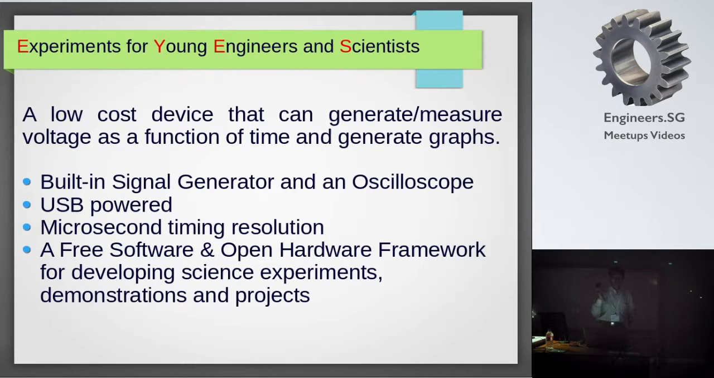Now, ExpEYES, just to introduce you, it's a low-cost device that can generate and measure voltage as a function of time. It has a built-in signal generator. It functions like a digital storage oscilloscope. It's powered by USB. Microsecond timing resolution helps to conduct many sophisticated experiments. In fact, we can go up to 1 microsecond resolution.